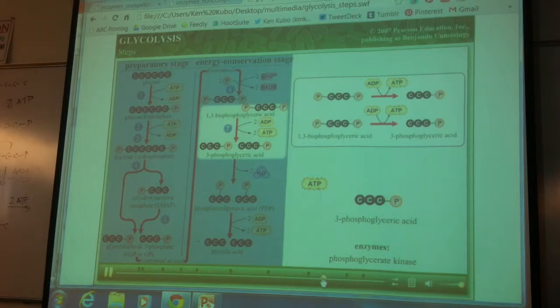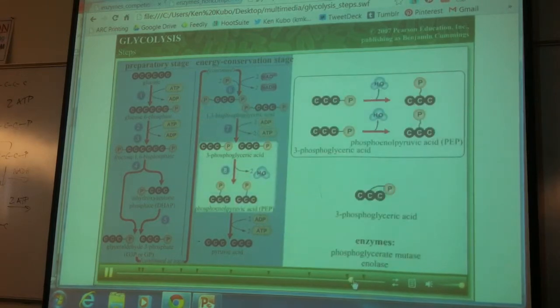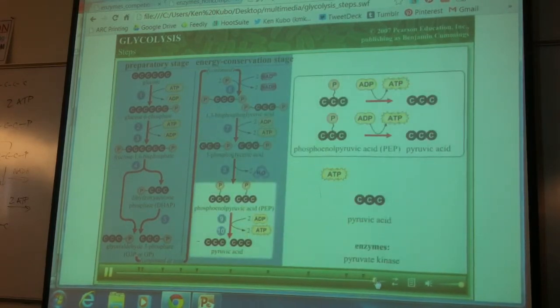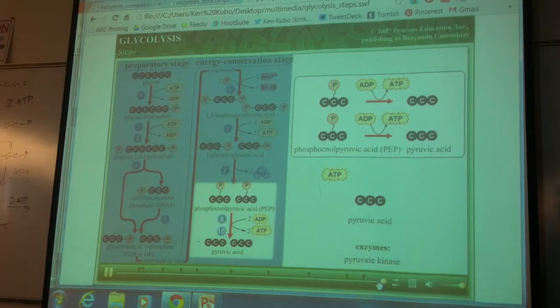Now in your book, they show you the steps, so if you want to see where all this comes from, you can look at that. Again, it depends on what grabs you in terms of learning this. And this actually occurs much faster in real life than in this animation. So there's our pyruvic acid at the very end. Any questions about this?